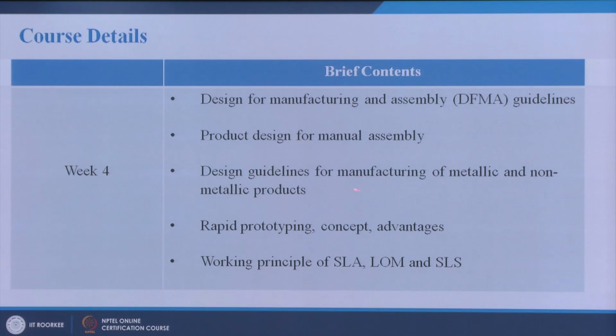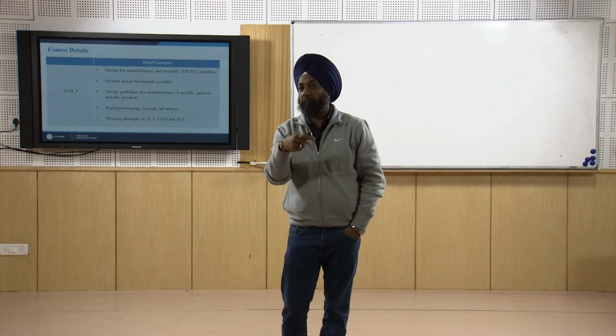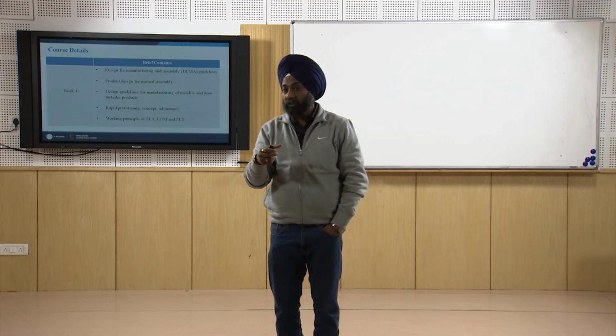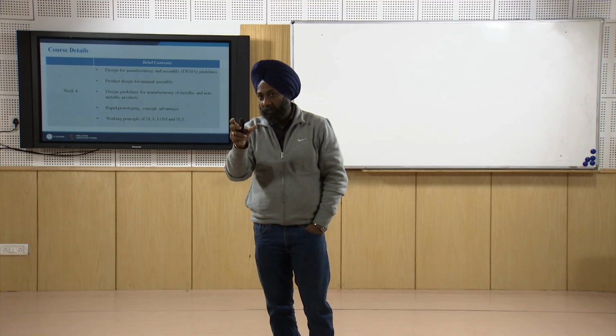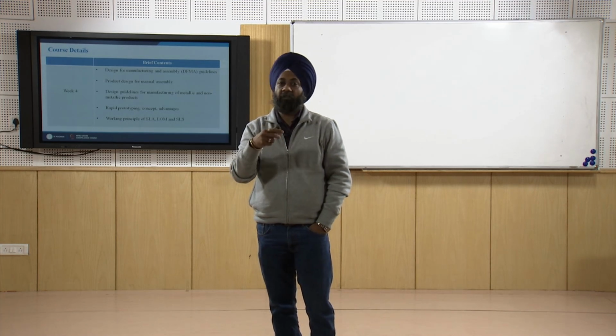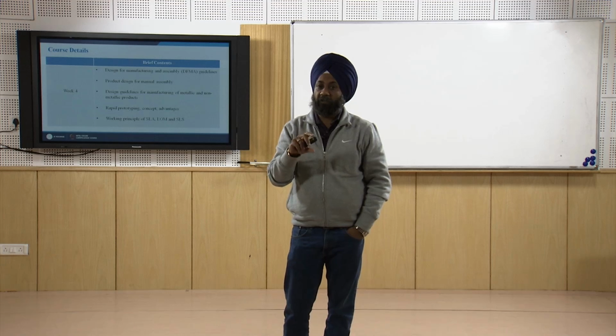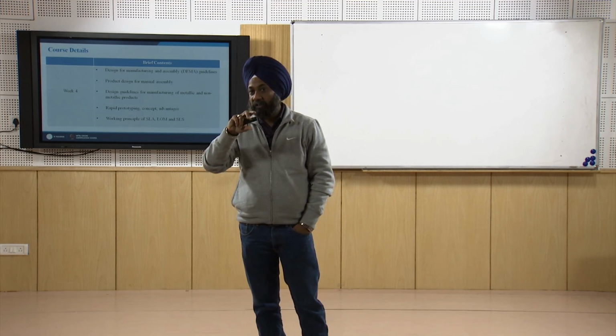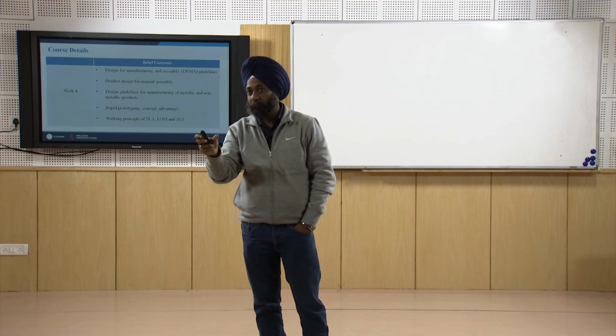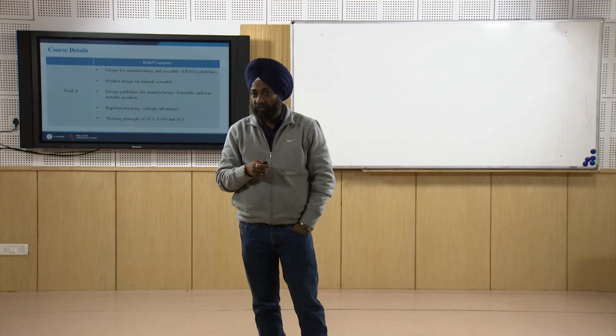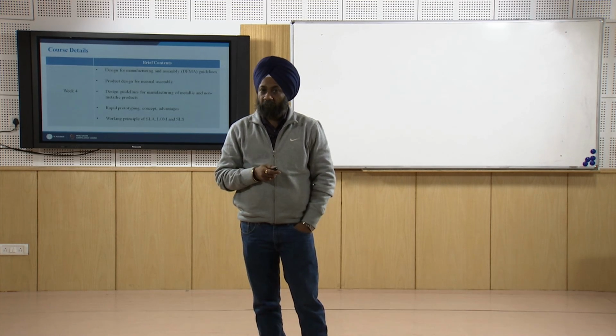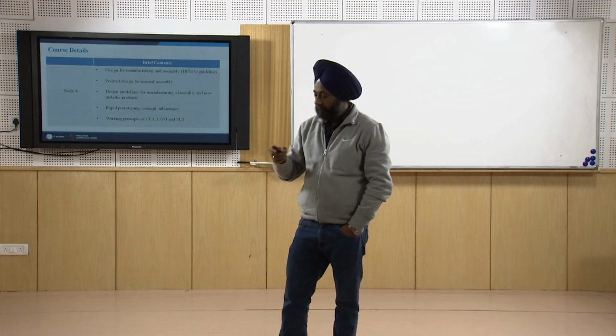the design guidelines for manufacturing of metallic and non-metallic products. We will see, suppose there is a product which has to be made by casting operation. When we design that product, we should keep in mind what are the problem areas associated with casting the product. So we will keep those things in mind while designing the product, so that during the manufacturing stage we do not encounter any problem. So all those things will be taken care of.